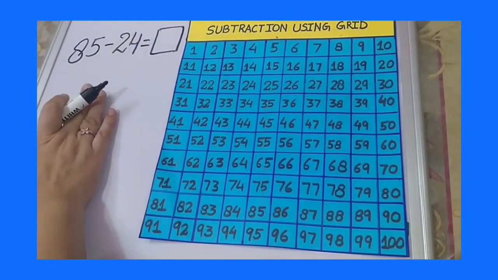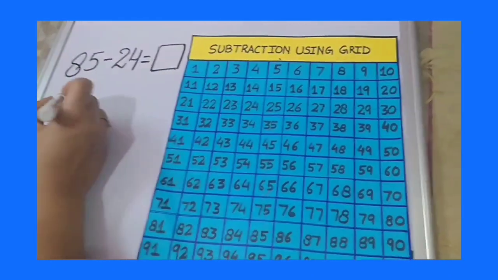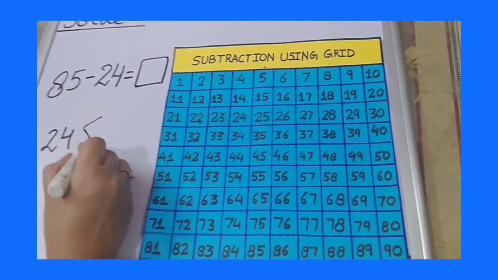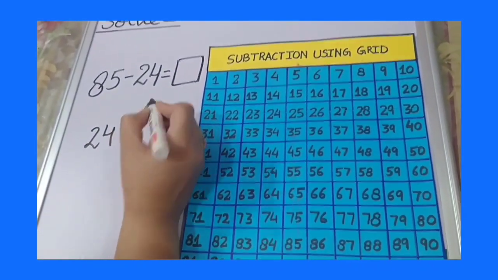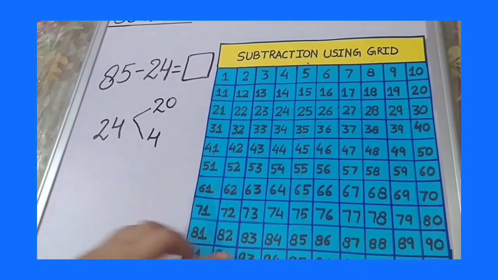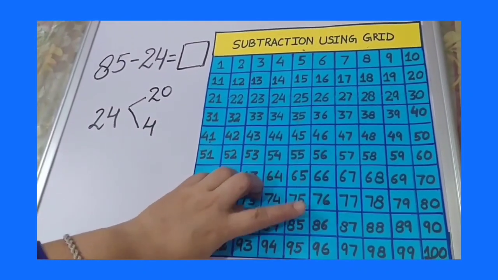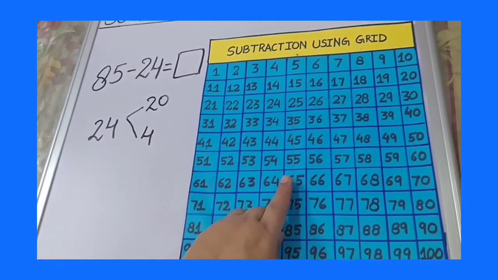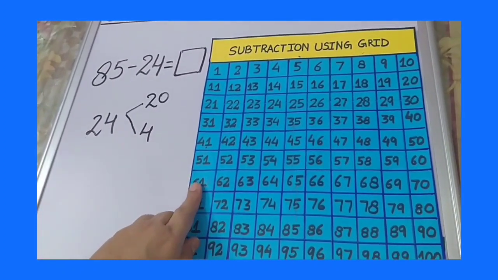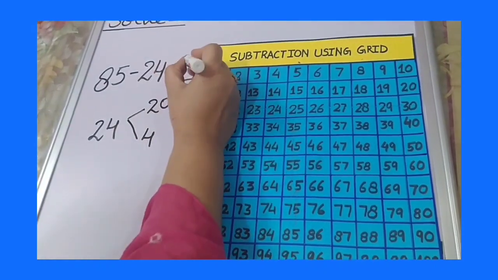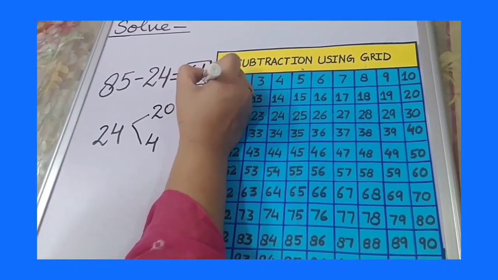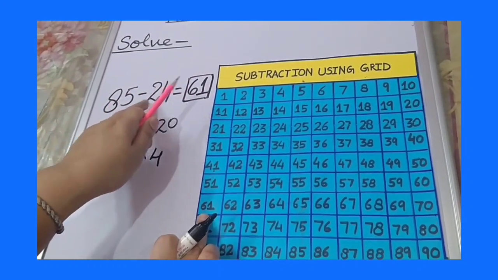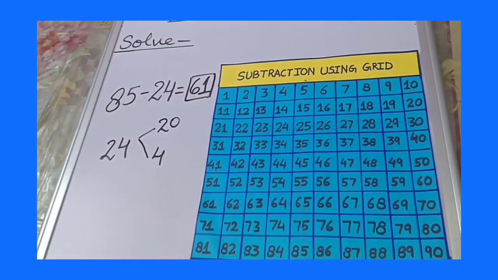So, I will explain how we did it. Subtracting 24, we will break 24 into 20 and 4. First we subtracted 20 by moving 2 rows above. Then we subtracted 4 by moving 4 numbers backward. So now the answer is 61. We reached 61. So 85 minus 24 is equal to 61.